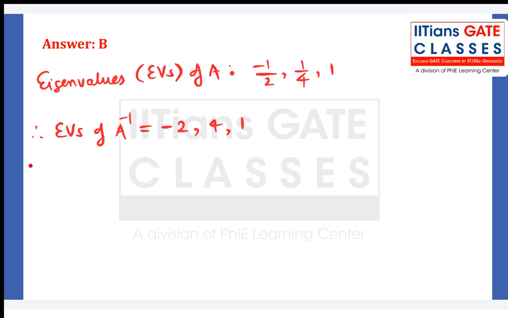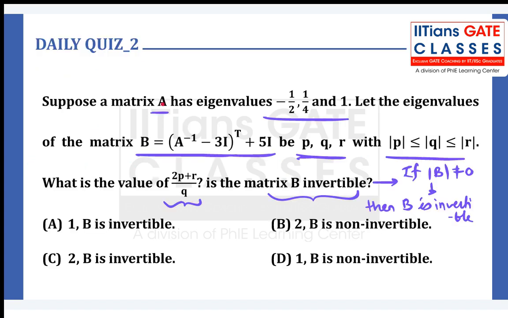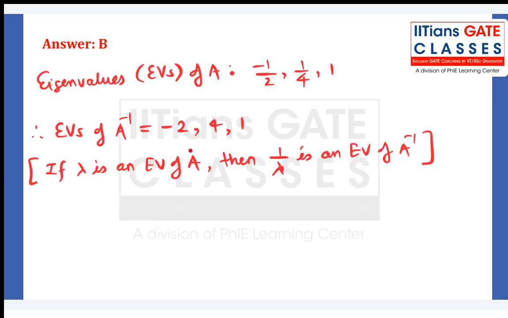So we use the classic property of eigenvalues, that if lambda is an eigenvalue of matrix A, then 1 by lambda is an eigenvalue of its inverse. Basically every eigenvalue gets reciprocal in the inverse. That is the property that we use to find the eigenvalues of A inverse. Why do we do that? Because in the definition of matrix B, A inverse comes into the picture, and inside this bracket A inverse minus 3i is there.